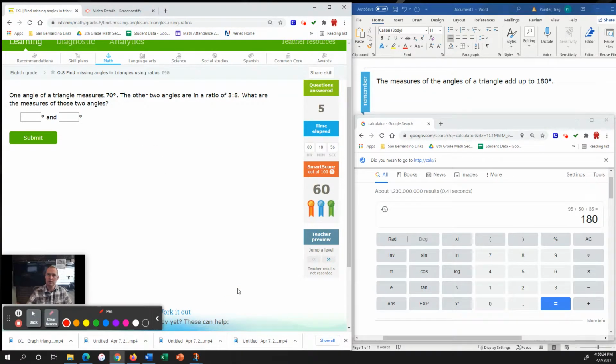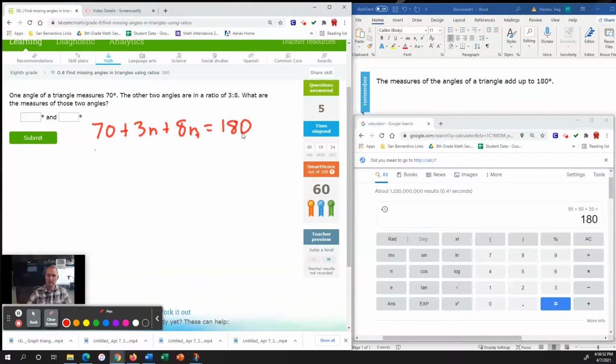At one angle of a triangle measures 70 degrees. The other two angles are in a ratio of 3 to 8. What are the measures of those two angles? Okay, here we go. We got 70 plus 3n plus 8n equals 180 degrees.